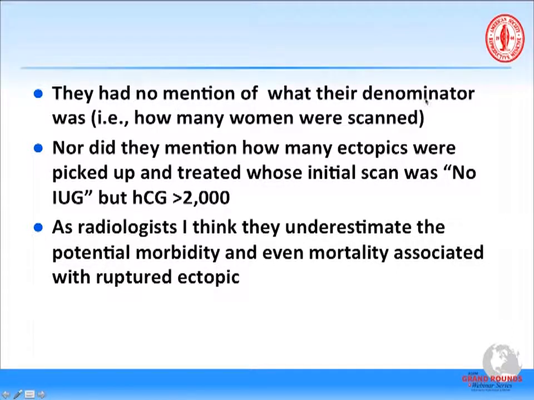In their article, there was no mention of what their denominator was. In other words, how many women were scanned in that 10-year period to come up with 9 cases? Nor did they mention how many ectopics were in fact picked up and treated, whose initial scan showed no intrauterine gestation, but had an hCG greater than 2,000. And as radiologists, I think they underestimate the potential morbidity and even mortality associated with ruptured ectopic. It is still the leading cause of maternal mortality in the first trimester.